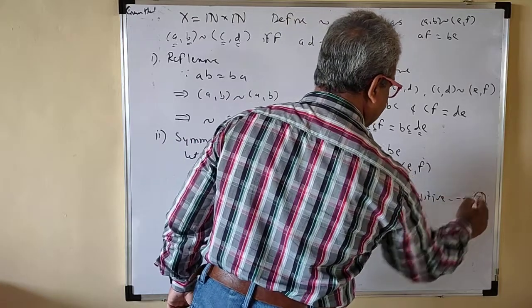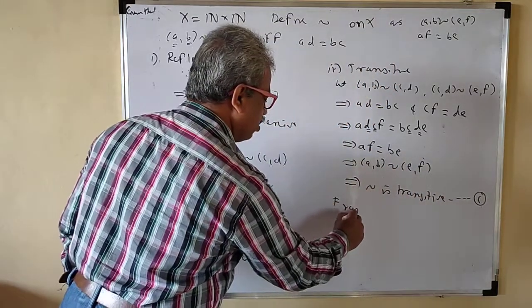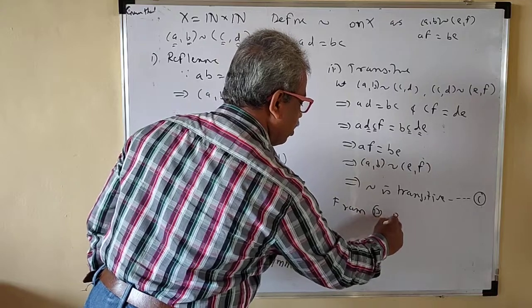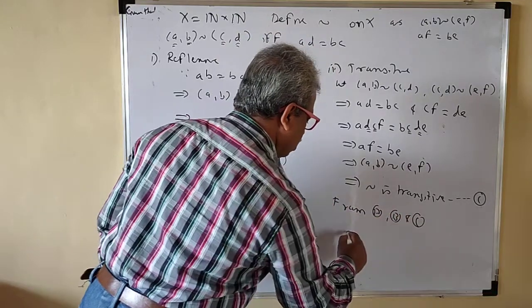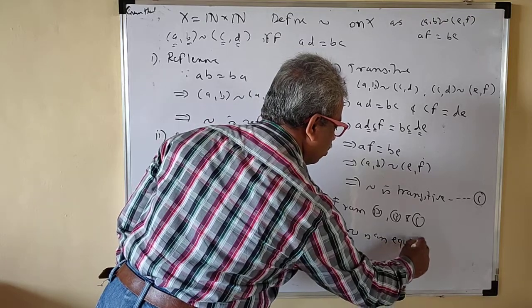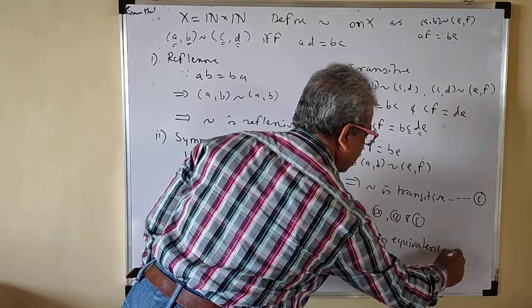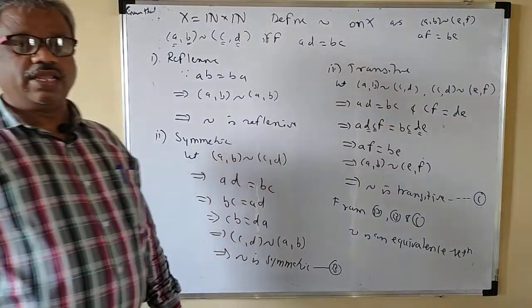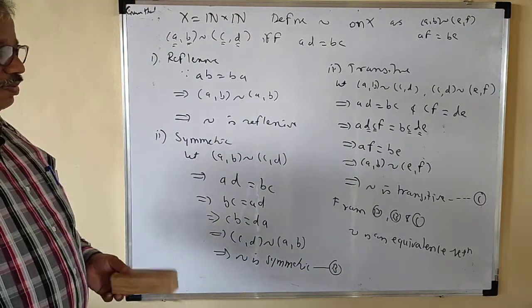We call this C. So from A, B and C, the relation is an equivalence relation. So very simple problem.